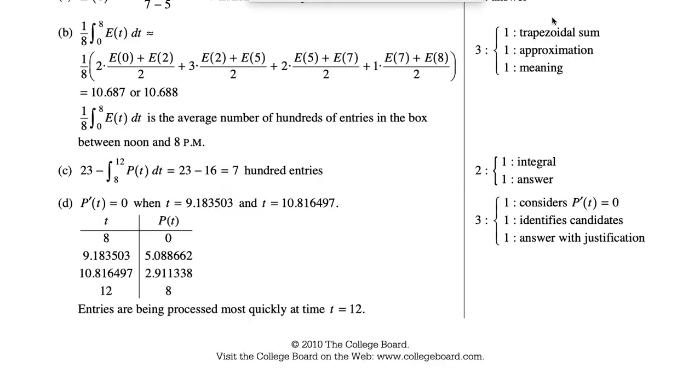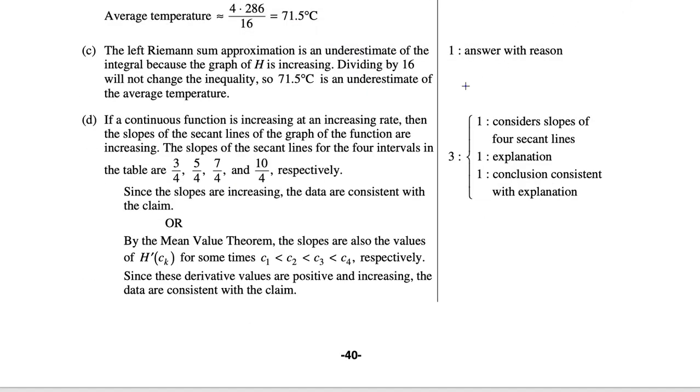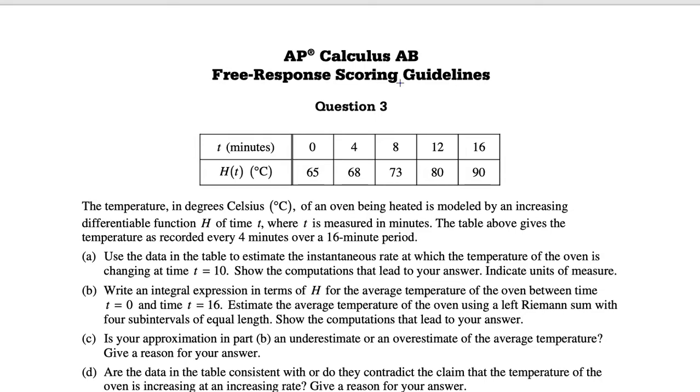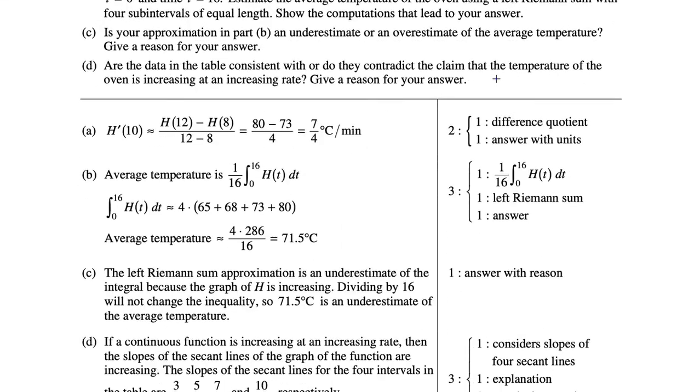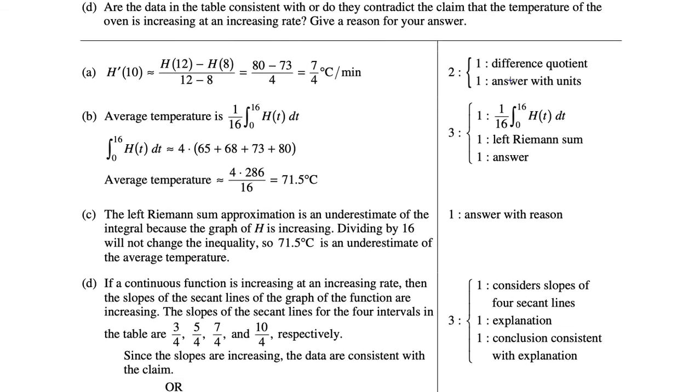How to score yourself. Let me get rid of this old scoring guide. So this one came from AP, just version A. I don't know what year this was. I could look it up later, but it's question number 3. So 7/4, we got a difference quotient, where you have a difference in a fraction, and an answer with units.